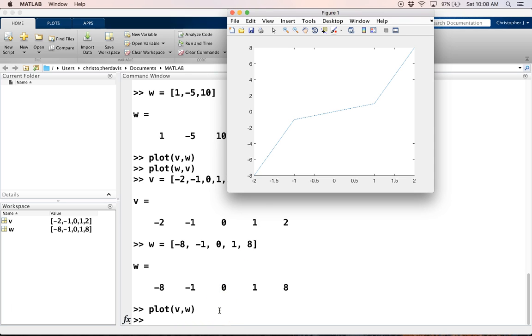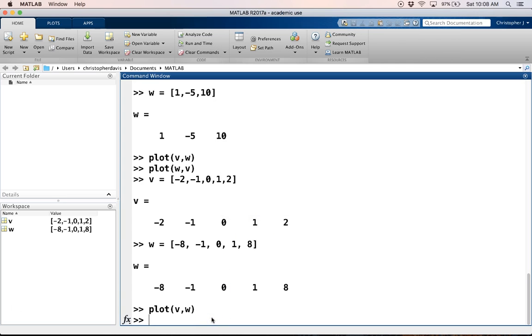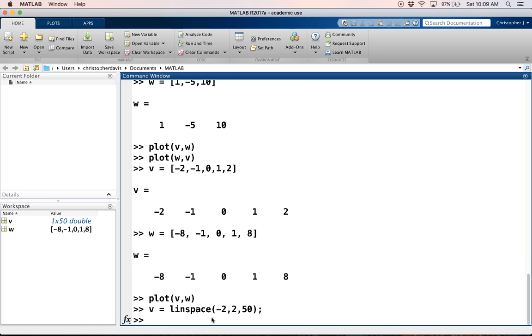So what would be a better way to do this? Obviously, we want our graph of x cubed to look better than this. Well, a good way is to use linspace. So let's say v equals linspace. And let's go from negative 2 to 2 with 50 sample points. And I'm going to put a semicolon after it so that this long vector, this length 50 vector, doesn't get displayed to the screen.